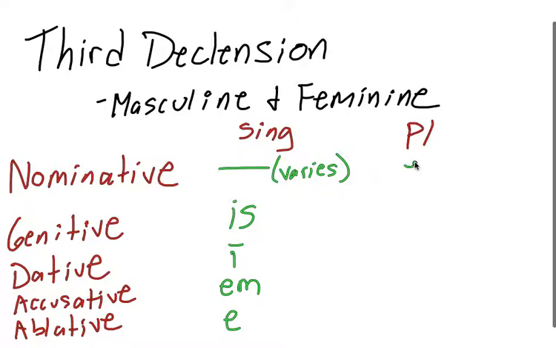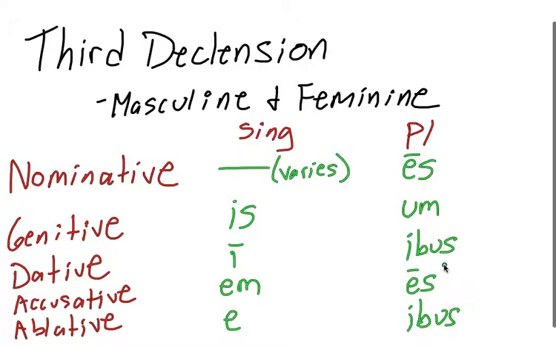In the plural, the nominative plural is es, with a macron. The genitive plural is um, so no orum or arum, but just um. The dative is ibus. The accusative is es, just like the nominative. So nominative and accusative are the same. And then the ablative is ibus, just like the dative.